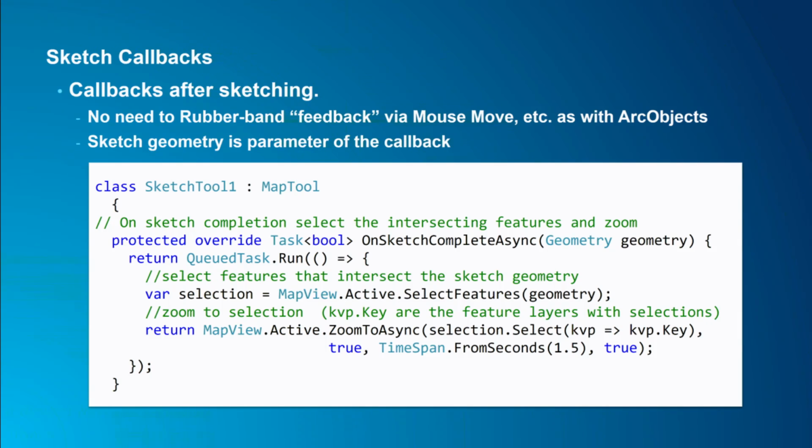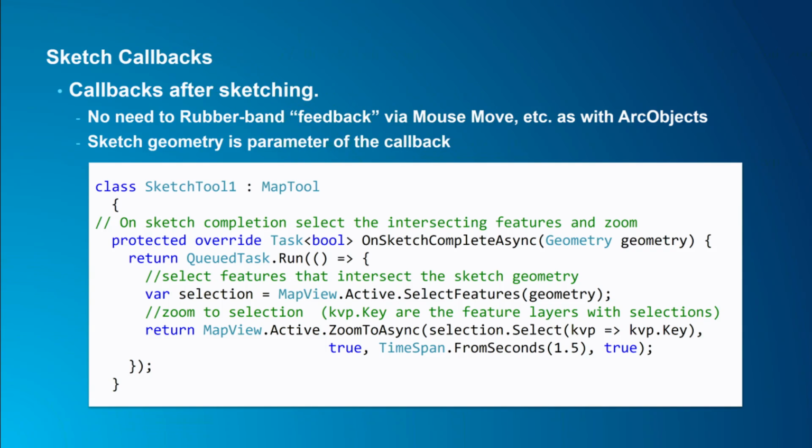So in the sample you see below here, you see the override method that we can override in our class, OnSketchCompleteAsync, which gets called with the geometry. And then we have to run the selection that we want to do here in the context of a QueuedTask.Run. That was something that we covered in an earlier session today. And QueuedTask.Run is the task scheduler from the ArcGIS Pro framework. It provides the context for your methods to run asynchronously within that task scheduler of ArcGIS Pro.